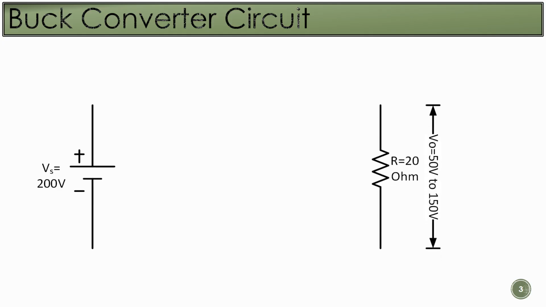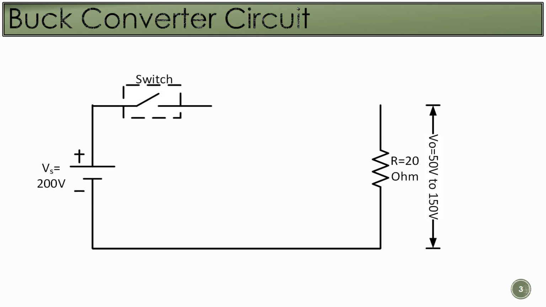So let us see the circuit diagram of the buck converter. For a buck converter, we have input source voltage, which is given 200 volt in this case. We have a load, which is 20 ohm. The voltage across the load must be controlled to 50 volt to 150 volt, and that is a step down voltage from 200. So it is also called a step down chopper or buck converter. For this we need a switch, inserted between source and load. The switch may be a MOSFET or an IGBT, depending upon the requirement.